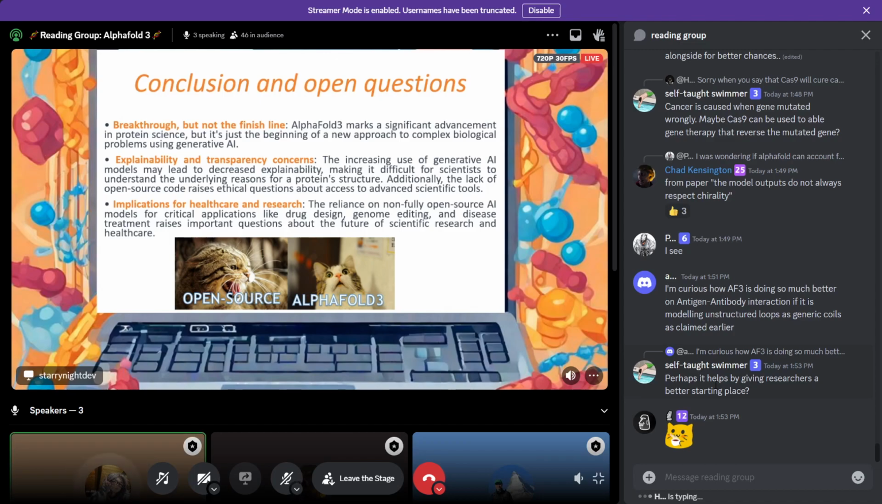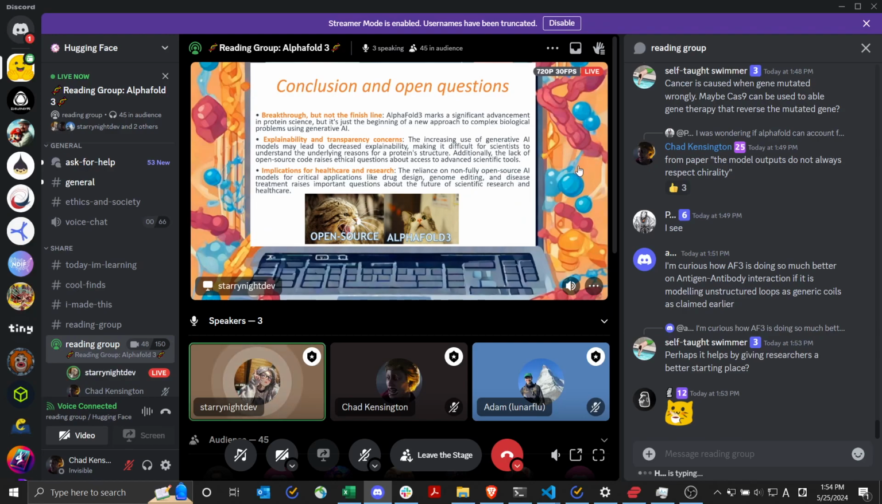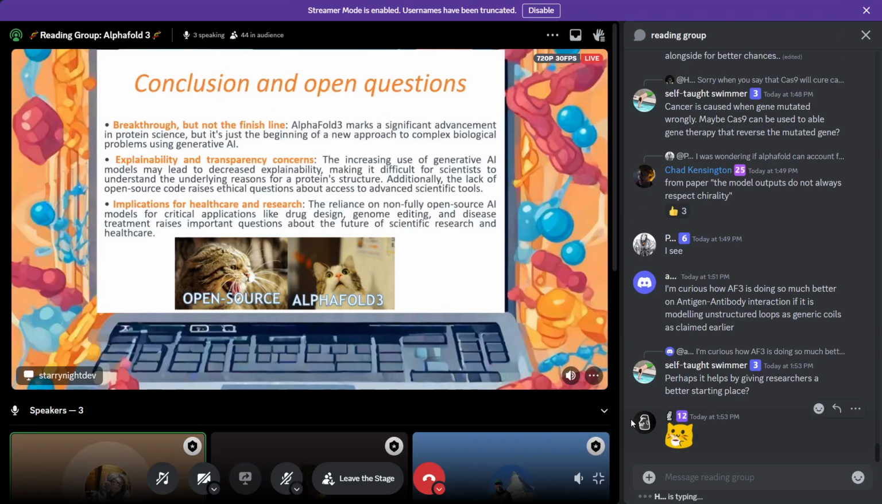Okay, there are also some explainability and transparency concerns linked to AlphaFold. Because the increased use of generative AI improves the accuracy of our results, but diminishes the explainability. Okay, so you don't get to know why a protein is like this. The diffusion model produced it, and you can't see. It's like a black box problem.